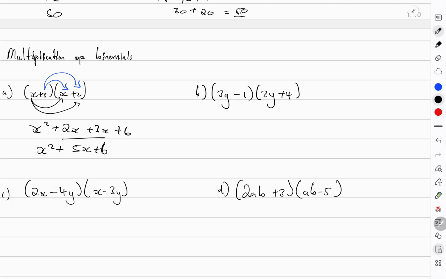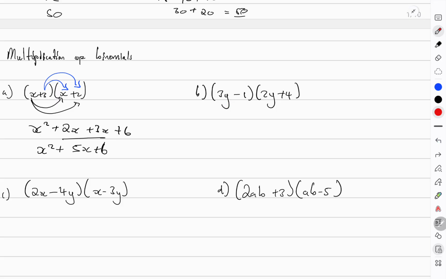Right, let us look at the second one, letter B. I cannot use BODMAS because I'm having unlike terms inside the bracket. But then what am I supposed to use? Distributive law. The 3y will multiply the 2y, the very same 3y will multiply the 4. The negative 1 will multiply the 2y, the very same negative y will multiply the 4. So that is what is going to happen.